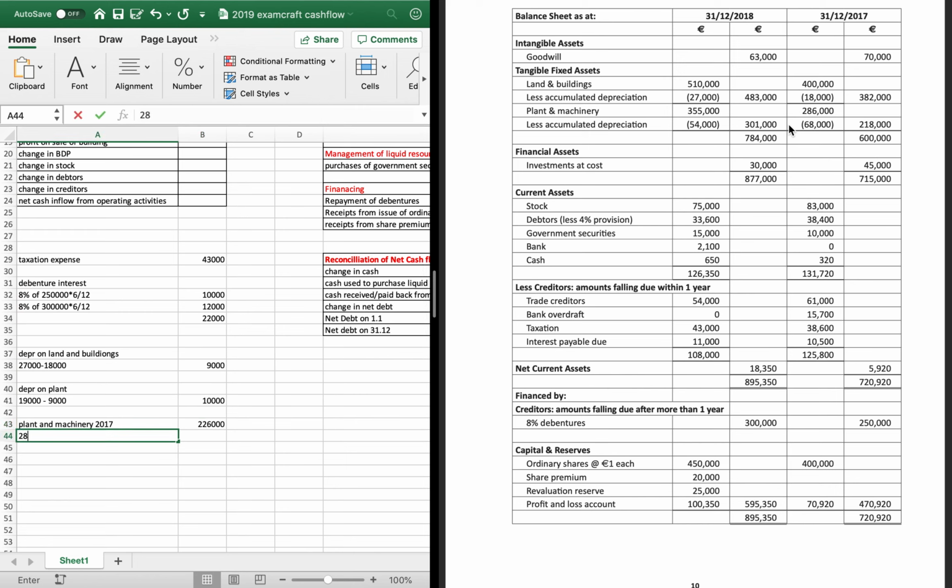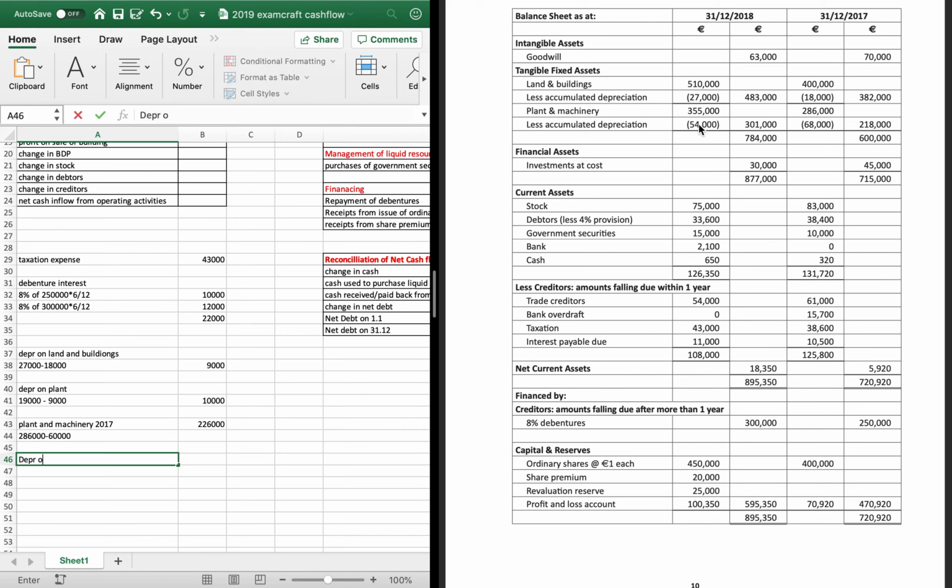So that's 286 minus the 60,000 that it had cost. We don't, as of yet, know what the depreciation on the van we sold is, but we can work it out because we know that the depreciation charge for the year was 10,000 on the machinery. So if it was 68 here and there was no disposal, it would go up to 78.